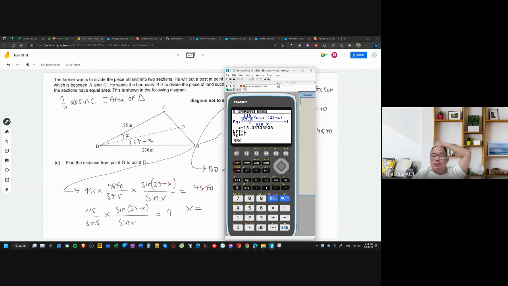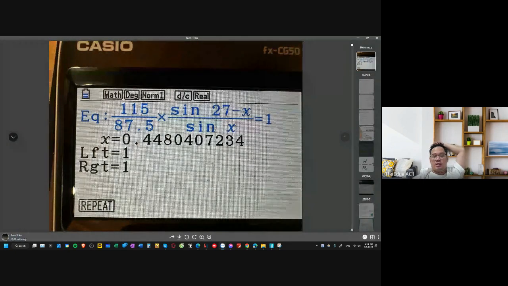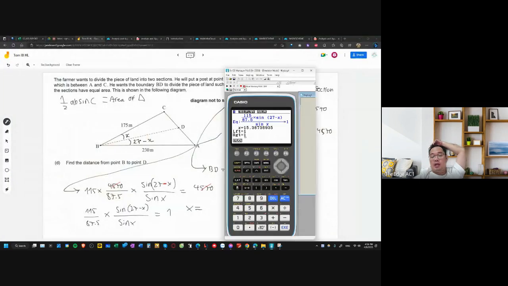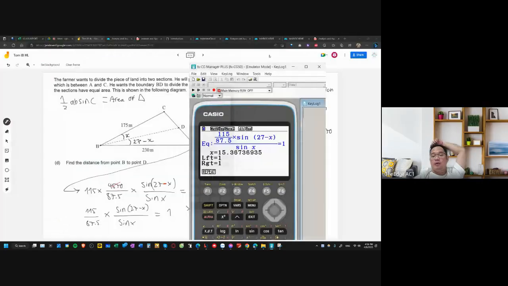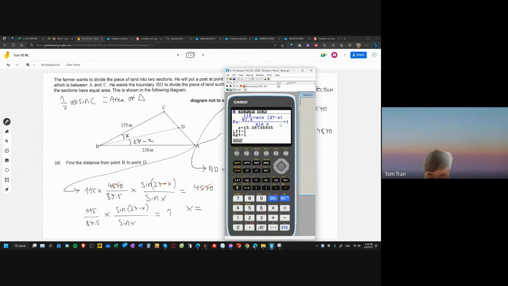The equation must be like this. Okay, sent to you. 115 over this thing times this thing. Oh, you forgot the bracket here, the bracket before 27 and after the x. Yeah, on my calculator, you see here a bracket. Without that bracket, the calculator understands that it is sine of 27 degrees and then subtracts a value x. All right, okay, I finally got 15.4.